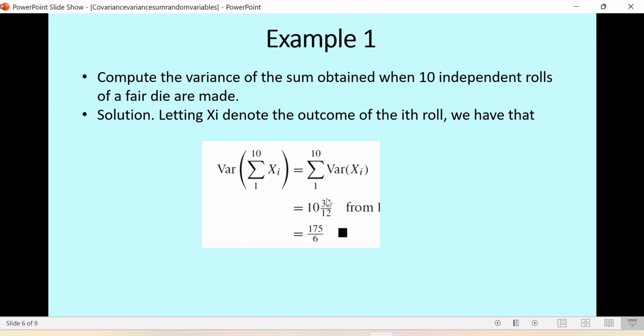For the variance of one die, because the numbers from 1 to 6 have the same probability, the variance can be calculated as 35/12. Then we multiply by 10, and we get the total variance for the sum of 10 independent rolls of a fair die.